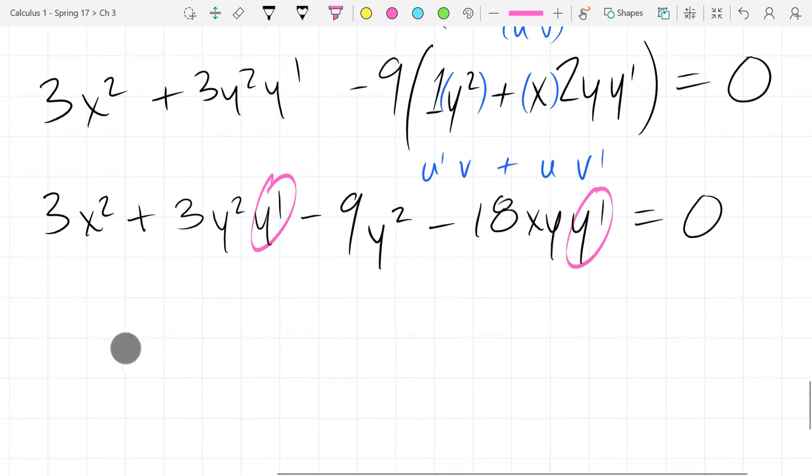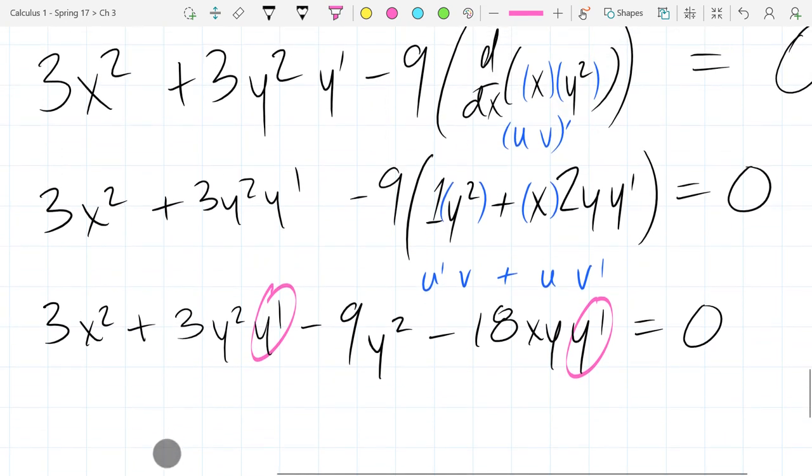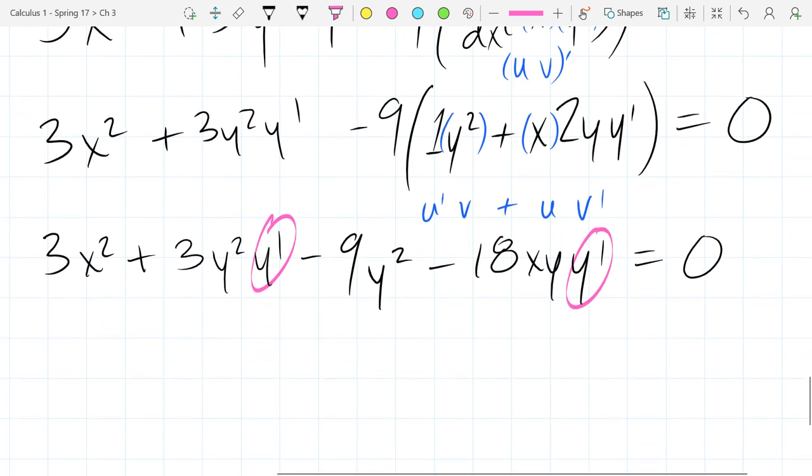So algebra gets a little boring, so I think of algebra like a rescue operation. You're trying to get y prime by itself, destroy everything else, but you have to do it using math, algebra in this case. So how do I isolate y prime? I have to get rid of all of its friends.